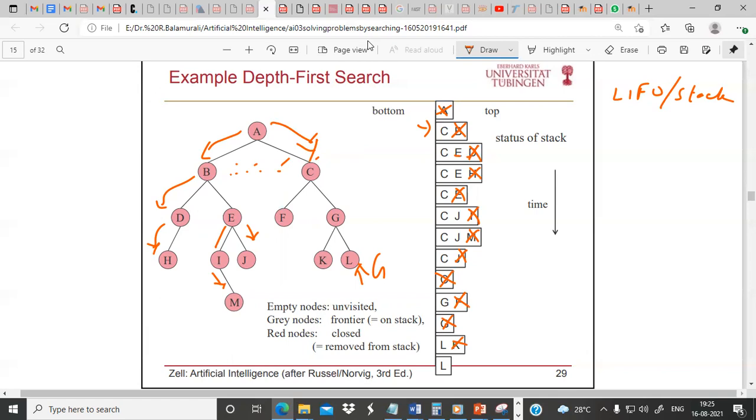L. So remove L and check whether this is the goal state or not. Yes, this is the goal state. So return this as the solution. So this is how the algorithm of depth first search works using the frontier LIFO queue.